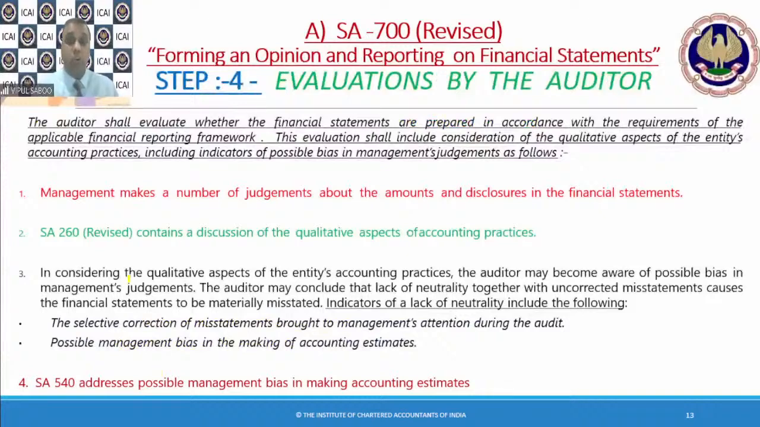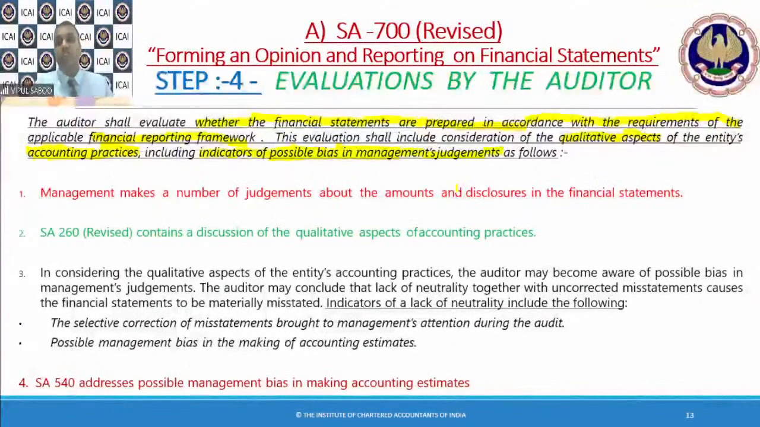So, what would the auditor evaluate? The auditor shall evaluate whether the financial statements are prepared in accordance with the requirements of the applicable FRF, financial reporting framework. This will include consideration of qualitative aspects of the entity's accounting practices. So what are the accounting practices followed by the entity? And if there are any indicators of a possible bias in the management's judgment. What could be the possible bias in management's judgment?